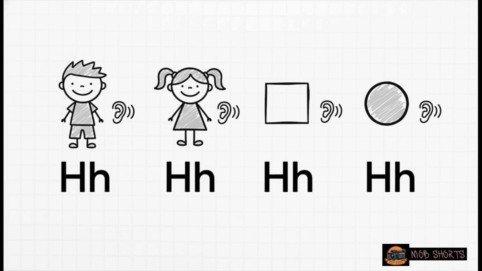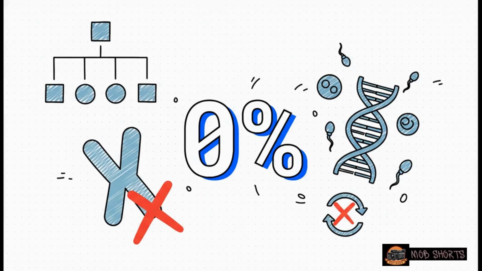Now, because that capital H for hearing is the dominant allele, the phenotype, what you actually see, for all their kids will be hearing. They will all be carriers, but none of them will actually be deaf. So the final answer to the question, the percentage chance of them having a deaf child, is 0. A big fat 0%. It's just not genetically possible for this couple. And remember, in an exam, this single number is often what everything is building towards.